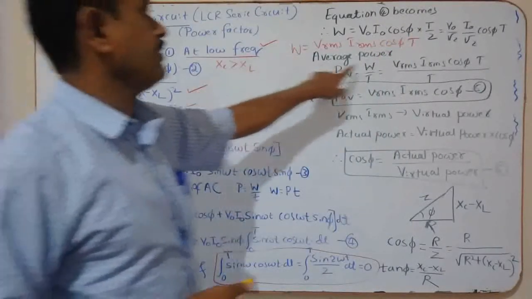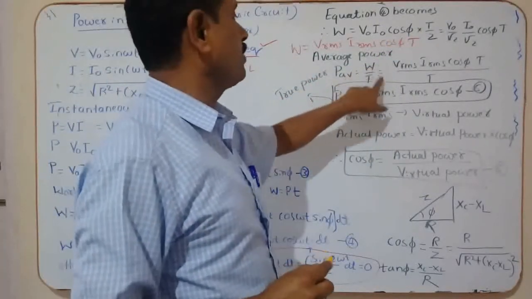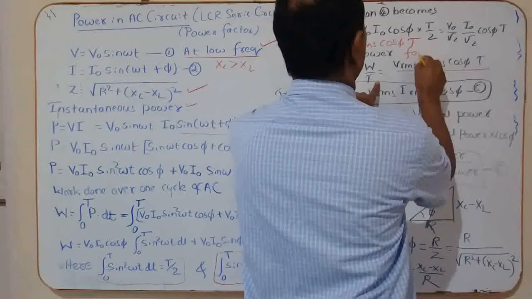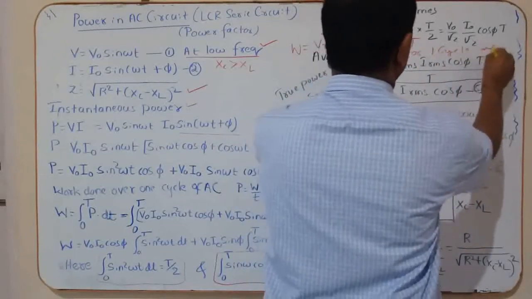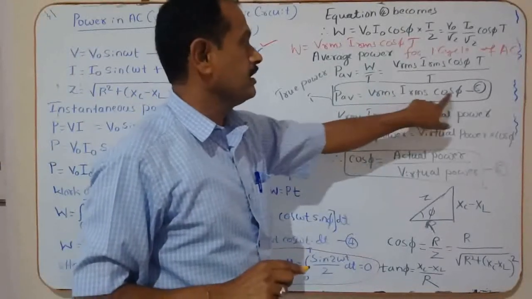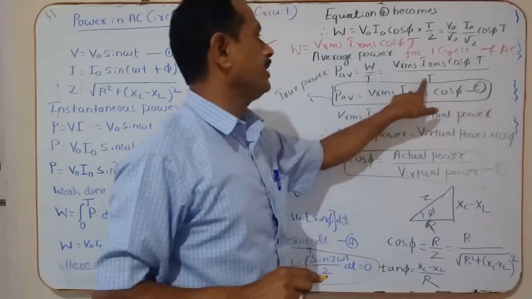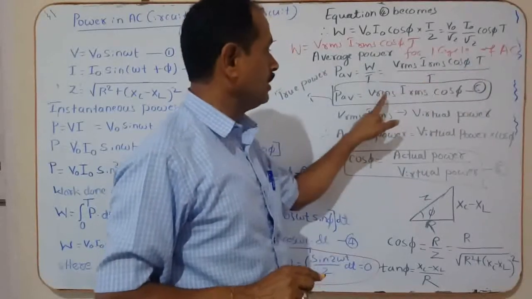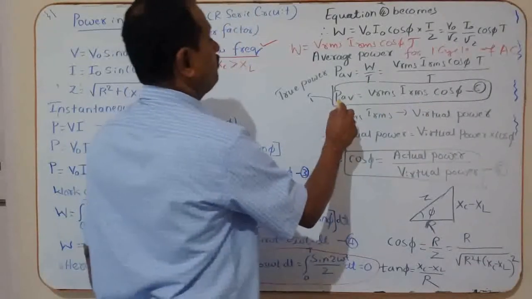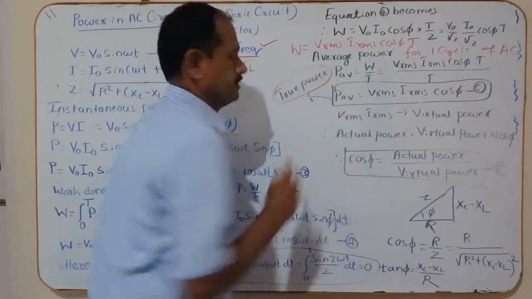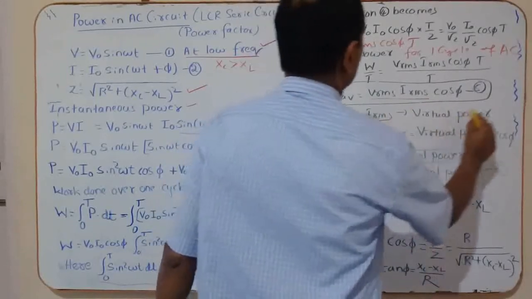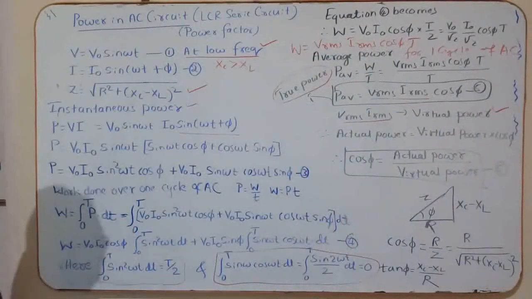This is W, but average power is the work done divided by the total time taken for 1 cycle of AC. Average power for 1 cycle of AC is P rms into I rms cos phi into t, whole divided by t. Here t cancels, and what remains is P rms into I rms into cos phi. This P average we call the true power, the average power is the true power. This P rms into I rms, we call the virtual power. This is used to be called virtual power.